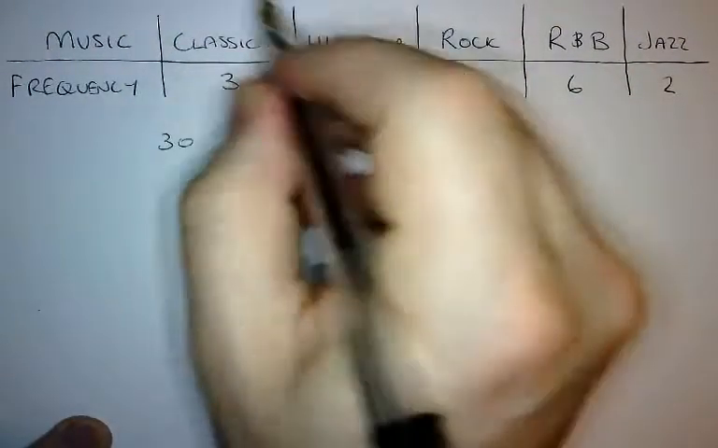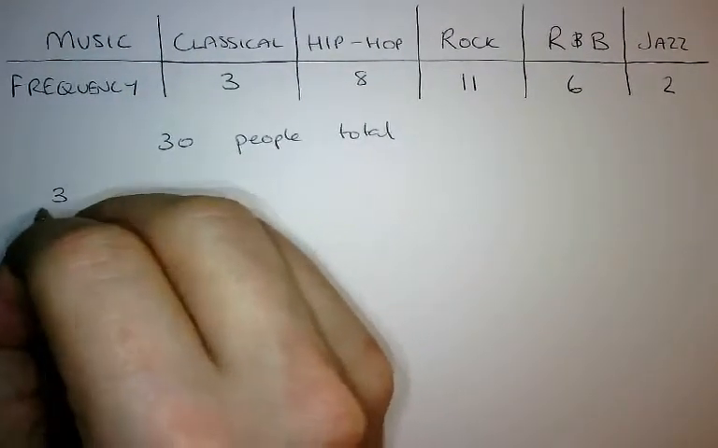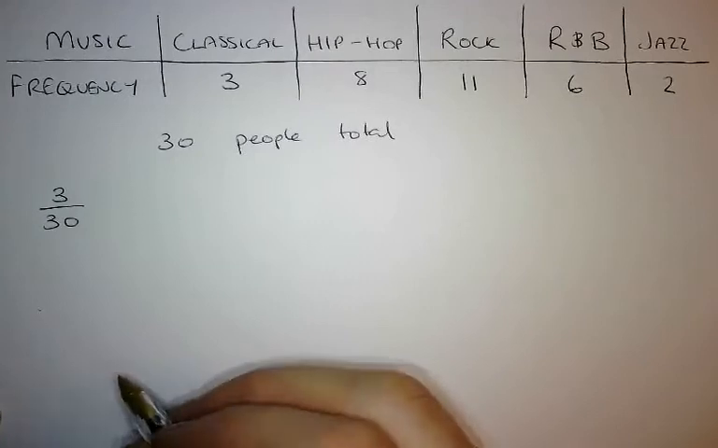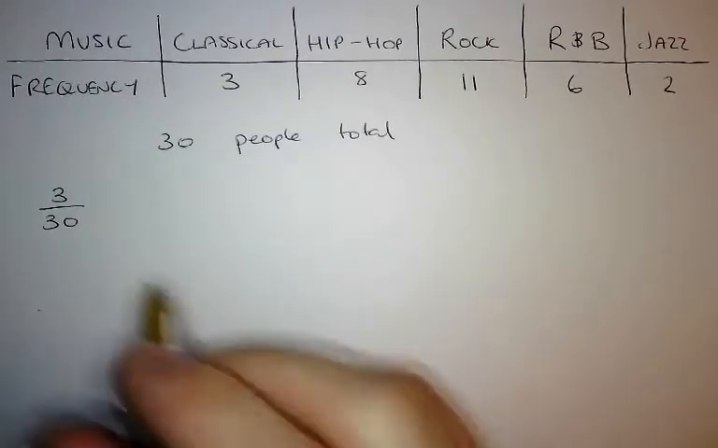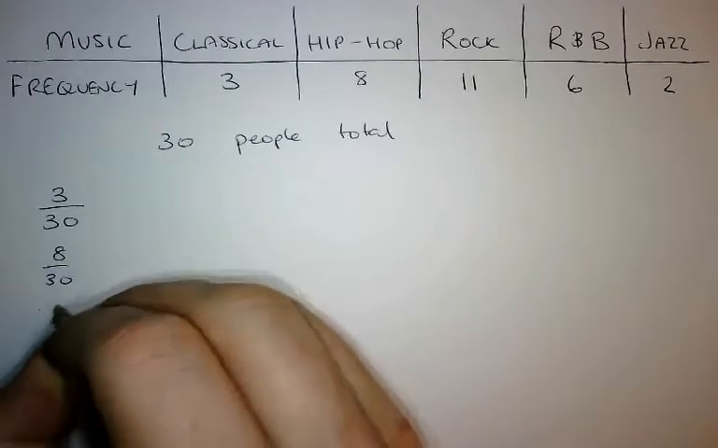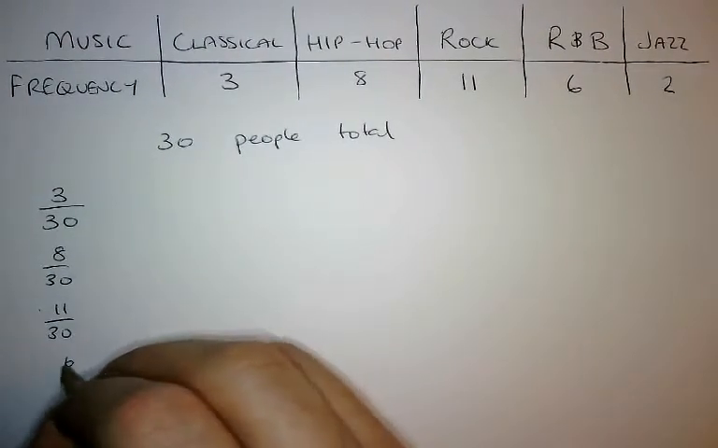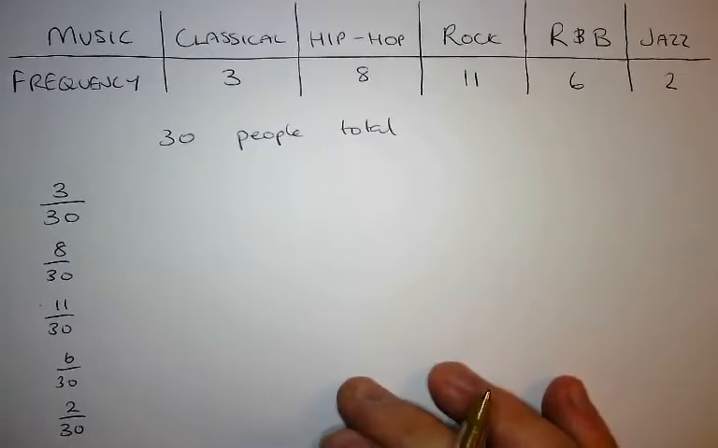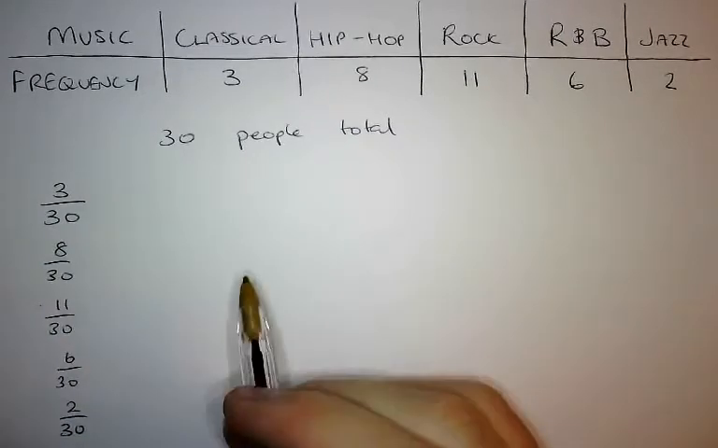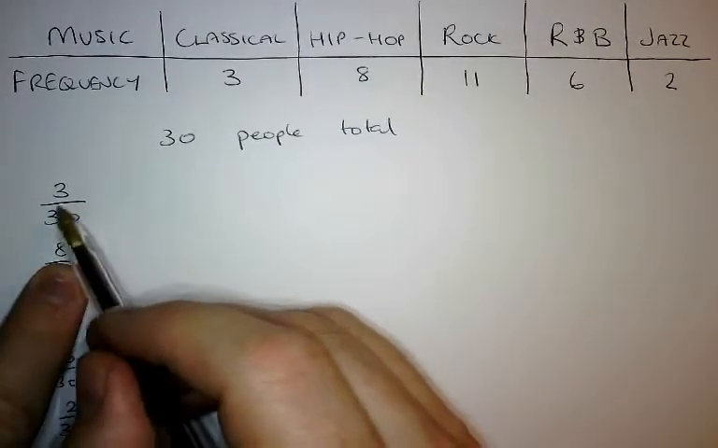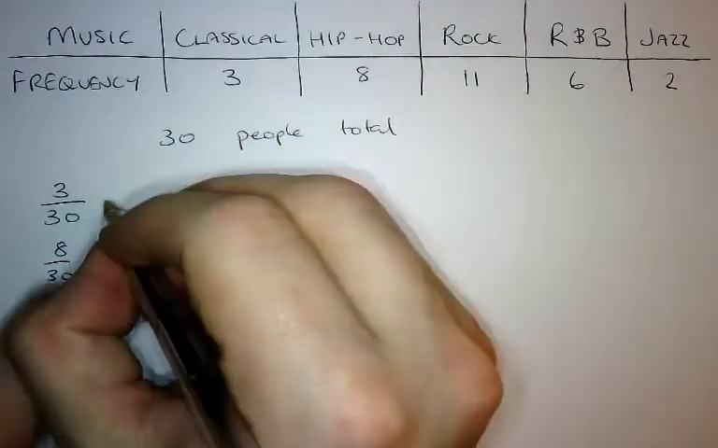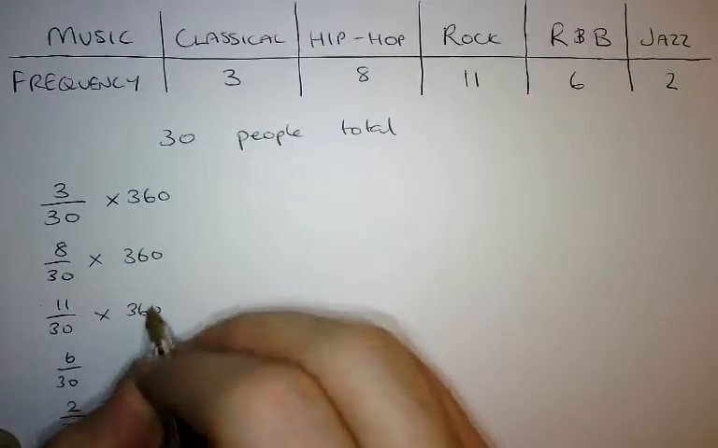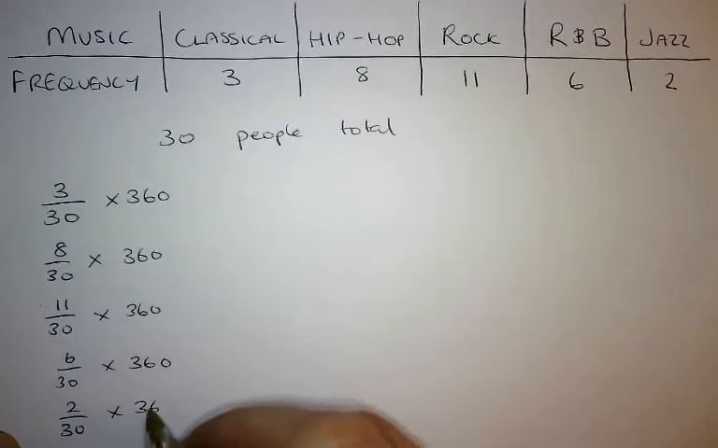Right. Now, how much of the 30 people is this? Well, I'm going to say it's 3 over 30. 3 out of 30. You can simplify that down to 1/10, but I'm not going to for now. The next would be 8 out of 30, 11 out of 30, 6 out of 30, and 2 out of 30. And I am going to say how much of 360? Well, this is 3 out of 30 or 1/10, so it's 1/10 of 360. So we just multiply by 360. If we multiply each of these by 360, we're going to get what it's worth in degrees.